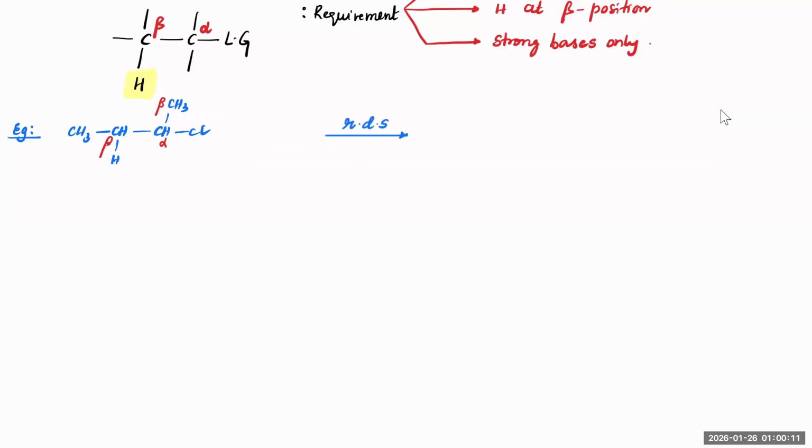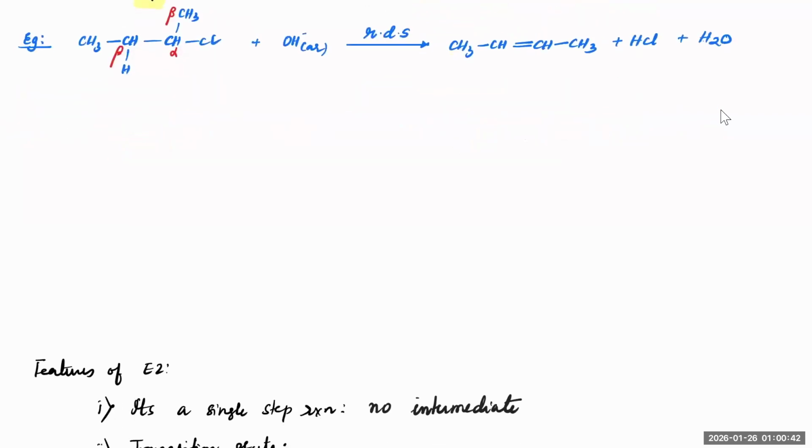And what is happening? You are adding a base to it, which is OH minus, for example. This OH minus will be extracting this proton from here. Simultaneously, the reaction will take place. First let me write the overall reaction. The overall reaction goes like this: CH3, CH, double bond, CH, CH3 plus HCl plus H2O. This is the overall reaction.